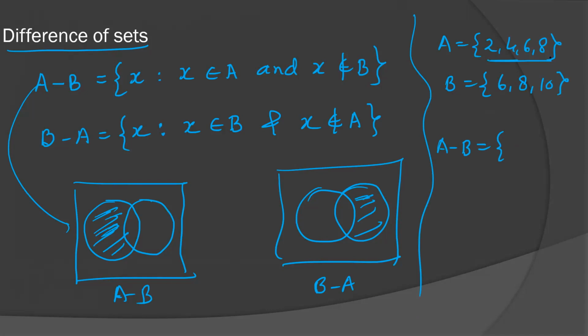See the elements of A: 2, 4, 6, 8. But 6 and 8 are in B, so A minus B will be 2, 4 only. What about B minus A? The element in B but not in A, so you will get 10 only.